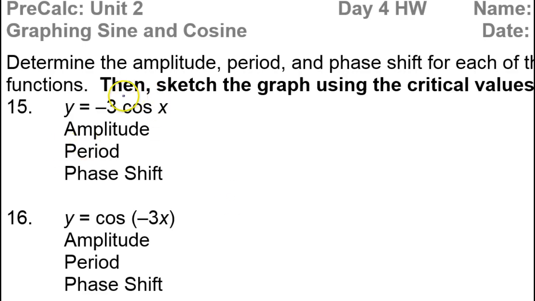So for number 15, I see the a value right here. Because of that a value of -3, I know that the amplitude will be +3. All right, amplitude is always positive. Now that negative sign is going to be a reflection over the x-axis. So this function will be upside down, but we'll deal with that later. Now the period, the b value goes right here. Because there is no visible b value, the b value is 1. So the period is just going to be good old 2 pi.